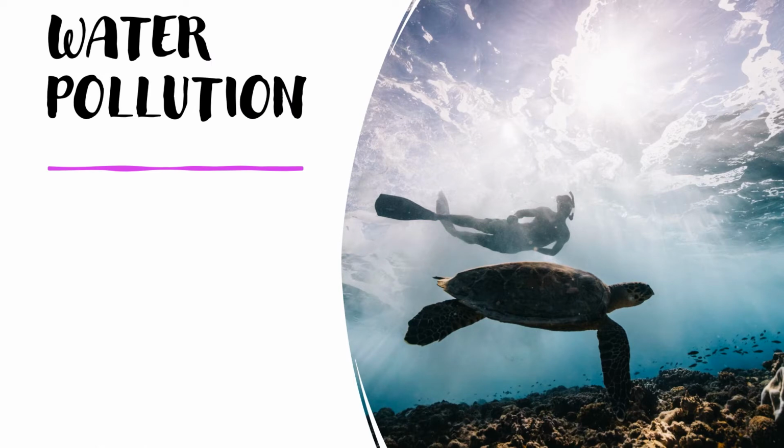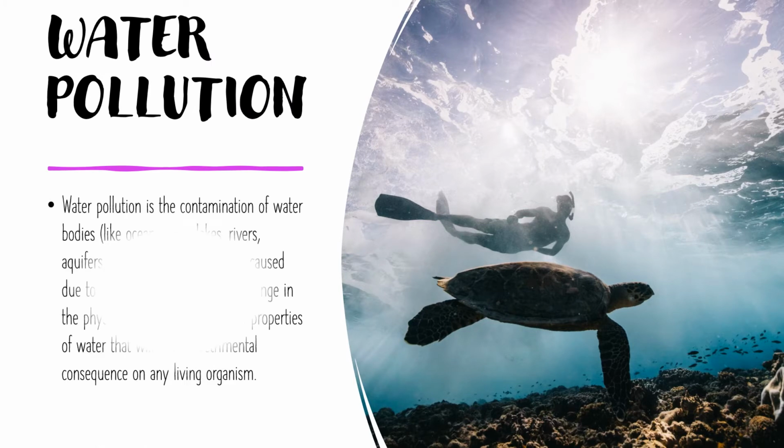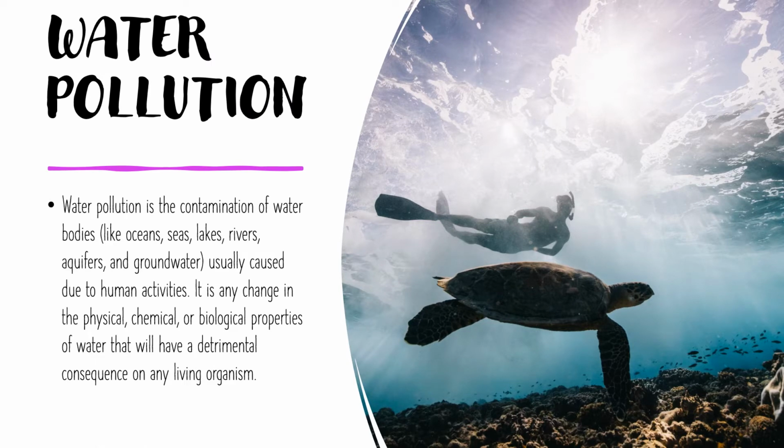We're going to see now the water pollution. Water pollution is the contamination of water bodies like oceans, seas, lakes, rivers, aquifers, and groundwater, usually caused due to human activities. It is any change in the physical, chemical, or biological properties of water that will have a detrimental consequence on any living organism.